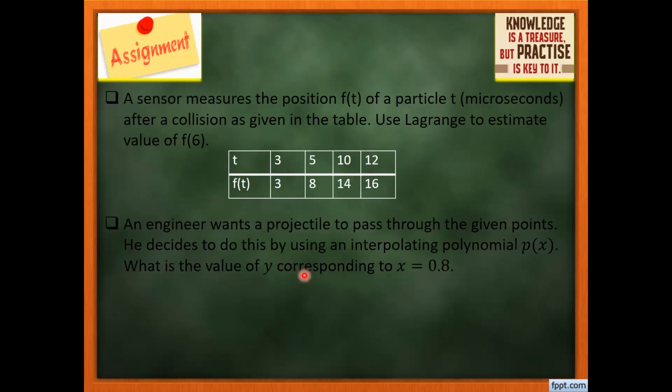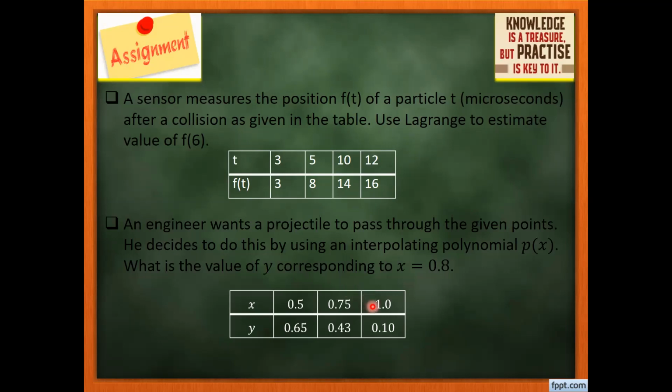Moving to the next question, an engineer wants a projectile to pass through the given points. He decides to do this by using an interpolating polynomial p of x. So we have to calculate the y value corresponding to x equals 0.8. And we can see that again in tabular data, we don't have the information at 0.8. So we need to do Lagrange interpolation. We have 1, 2, 3 data points. So in this case, the order of Lagrange polynomial by using all data points should be 2.